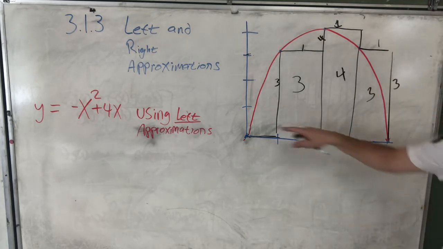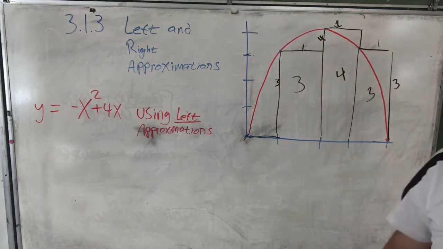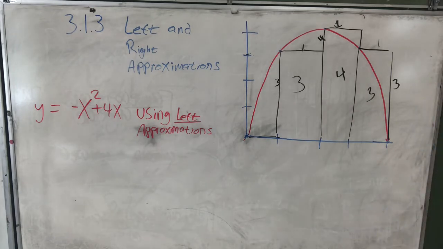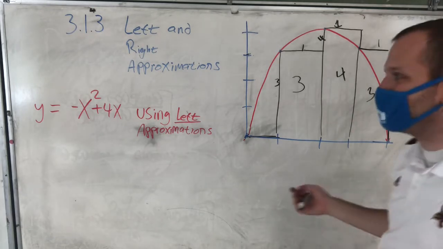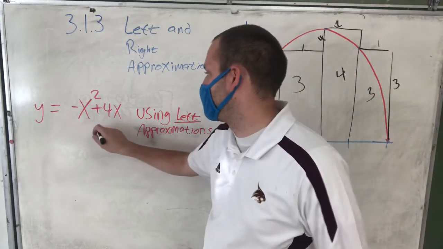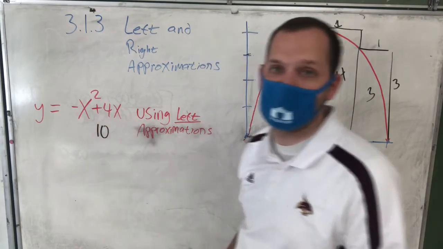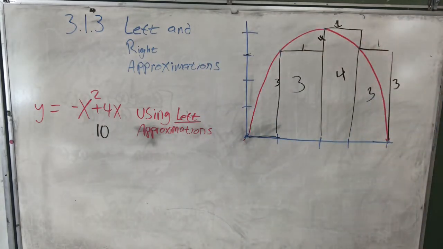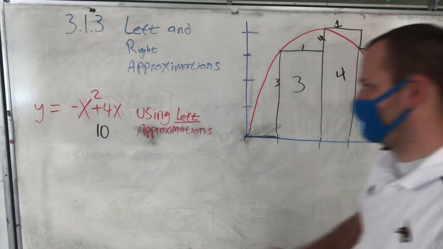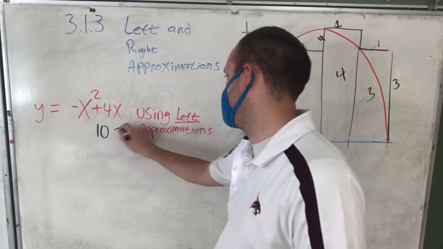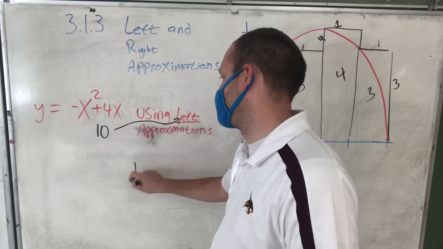So roughly, what is the area under this parabola? Well, it's 3 plus 4 plus 3. So the area is roughly 10. That's using what we call left approximations. Let's try it again using right approximations.